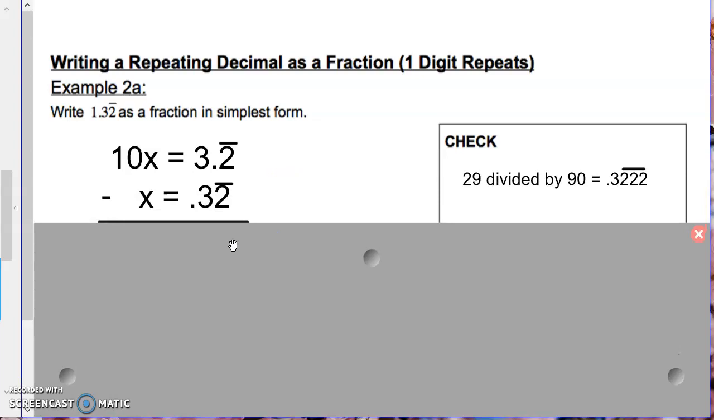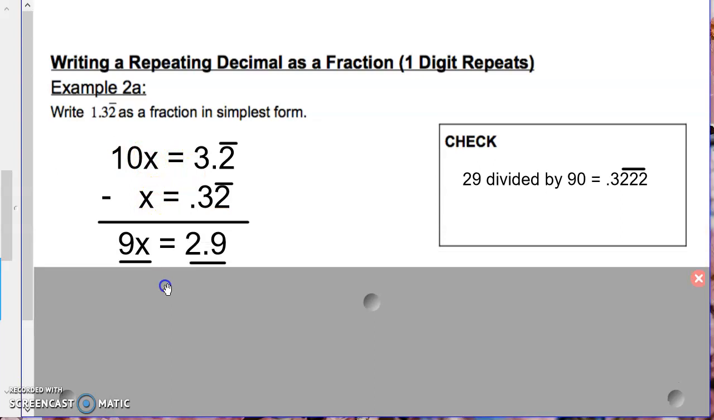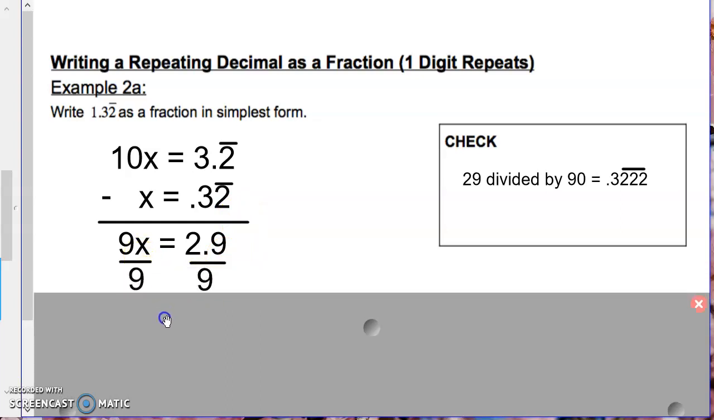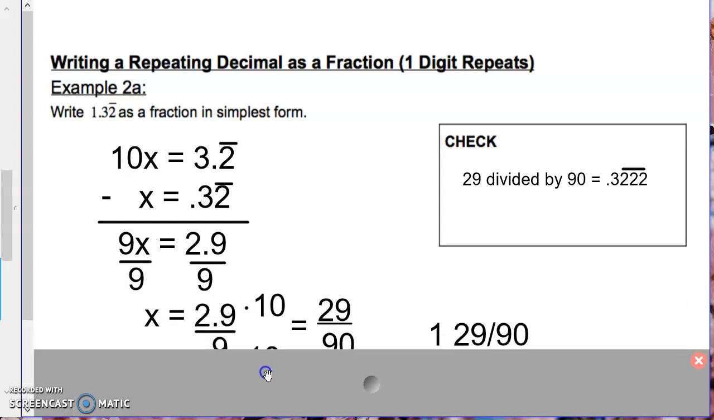Then, just like last time, I'm going to subtract x equals 0.3222 repeating. Well, the 0.2's are going to be canceling, but when I take 10x minus 1x, that leaves me with 9x. Now, this is the tricky part here. 3 minus 0.32 leaves me with 2.9. Then I divide by 9 on both sides, and that gives me x equaling 2.9 over 9.